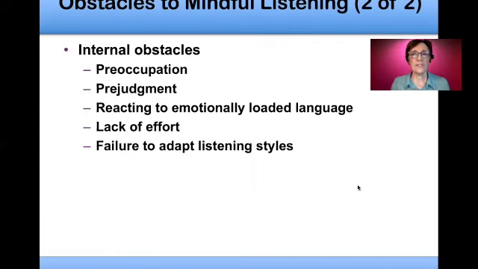Some more obstacles then come from inside of our minds. These are the internal obstacles. So this could be preoccupation. If you're having a situation in your life that's challenging or emotionally triggering or just time consuming, your mind can go to those, and instead of listening to the situation at hand, the person in front of you. So preoccupation is one thing. Another is prejudgment. This can be because you don't like what the person's saying, or you just assume you already know what they're trying to say and you're jumping to conclusions so that you're not being patient to just listen thoroughly to what people are trying to tell you.